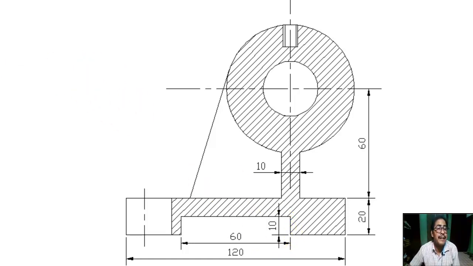Then click on diameter dimension, click on this circle, this is 570. Again click on diameter dimension, click on this circle, this is 530.